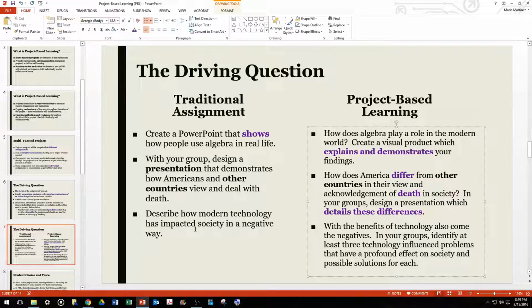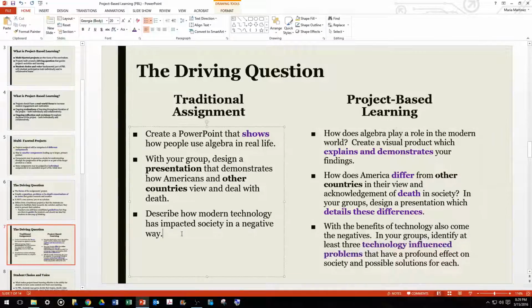And then finally, our last assignment here: describe how modern technology has impacted society in a negative way. Well, when we look at our project-based learning assignment, with the benefits of technology also come the negatives. In your groups, identify at least 3 technology-influenced problems that have a profound effect on society and possible solutions for each. So again, what we have here is a listed description of modern technology and the negatives that it has placed on society.